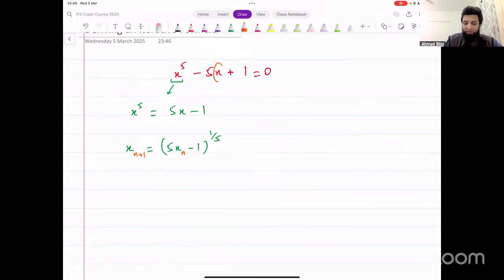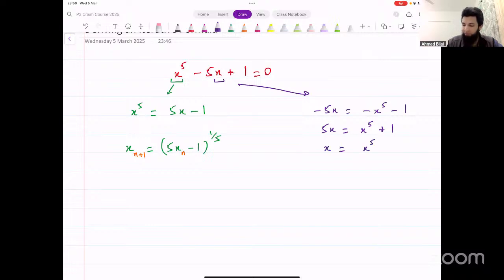But what if we were to make this x the subject? That's also possible. Let's see what happens if we were to do that. If I make this x the subject, in that case, I would get something like this, minus 5x. So I'm keeping this term on one side, taking everything else to the other side, so that it becomes minus x power 5 minus 1. I can multiply the whole equation with negative to get rid of the negative sign. 5x equals x power 5 plus 1. Now divide 5 on the other side. That gives me x equals x raised to power 5 plus 1 divided by 5. So if I make this x the subject, I get something like this from this.